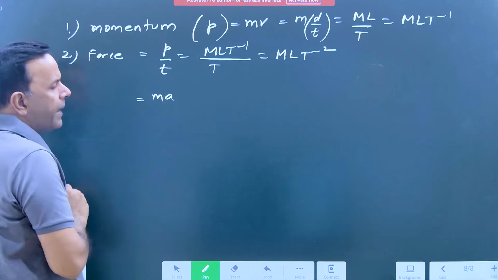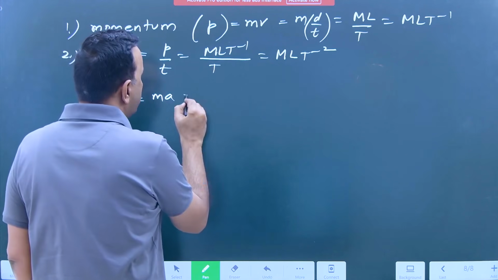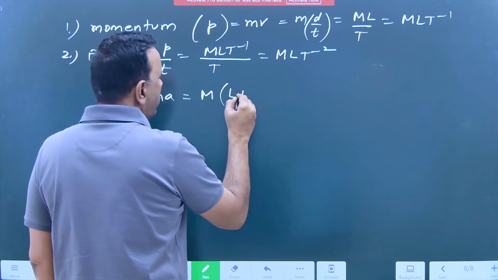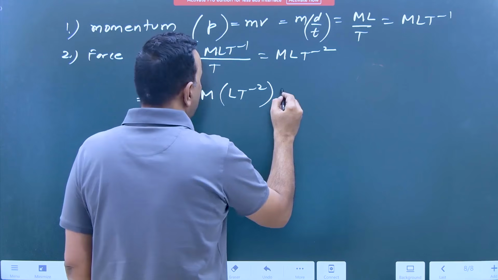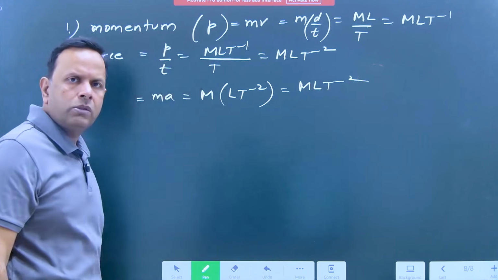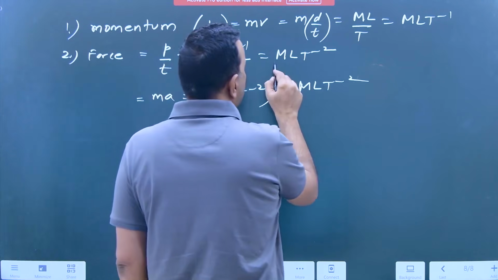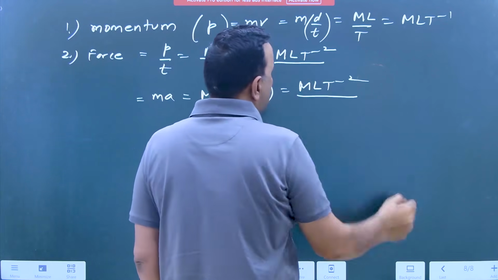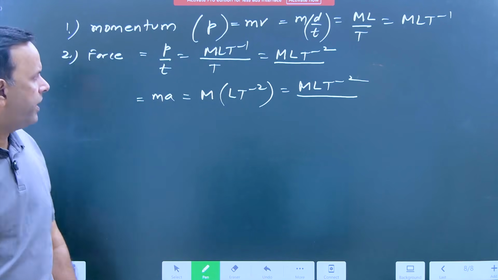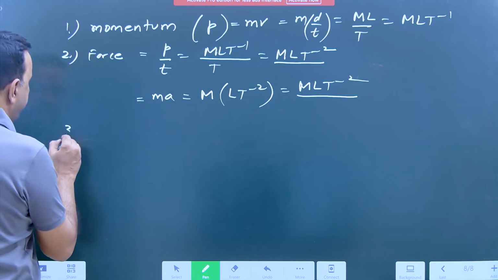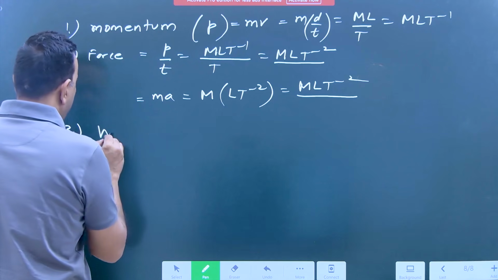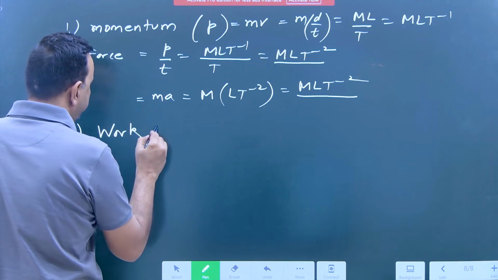If I go through m into a, mass into acceleration, mass is M, and if you remember for the acceleration, we wrote LT minus 2. So that's how it will become MLT minus 2. You can see I used momentum upon time and then mass into acceleration. The result didn't change. Fine. Next one. Work done.